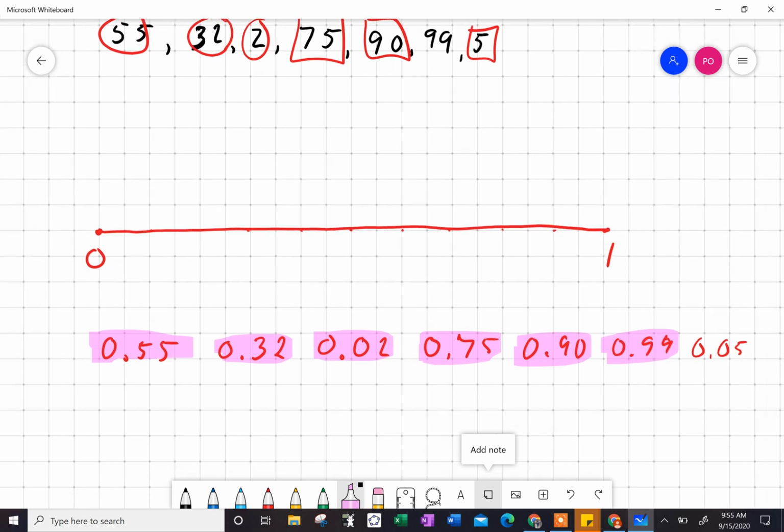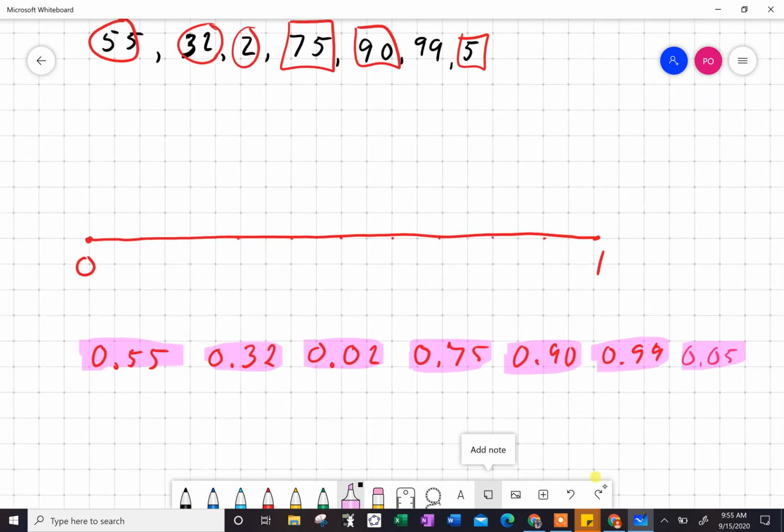I'll give you a hint. It's either tenths or hundredths. If you said hundredths, you're absolutely correct. So we are working on the hundredths place. So let's see. This would be 1/10 or 10 hundredths. This would be 2 tenths or 20 hundredths.